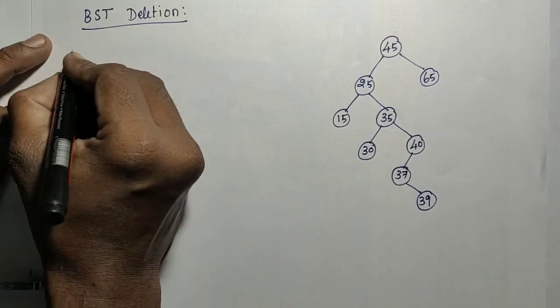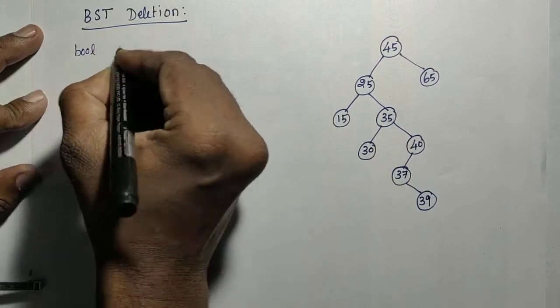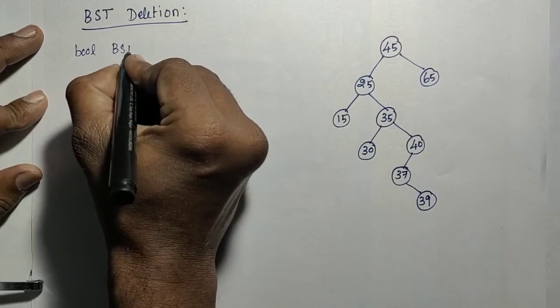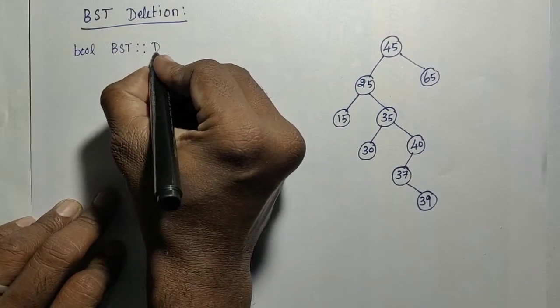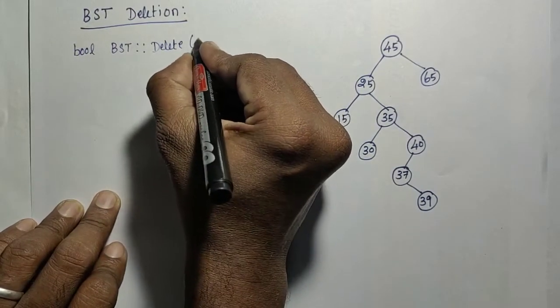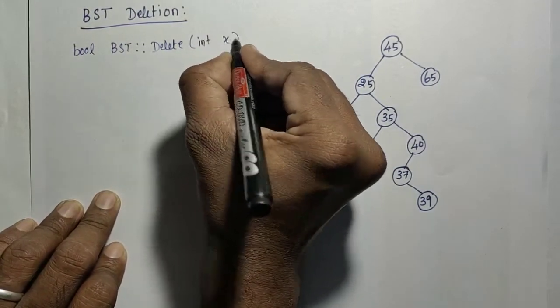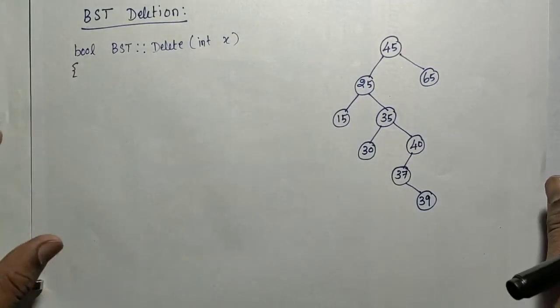So we will start writing the function: boolean BST scope resolution delete. The input is an element, so int x. So x is the element to be deleted, correct?